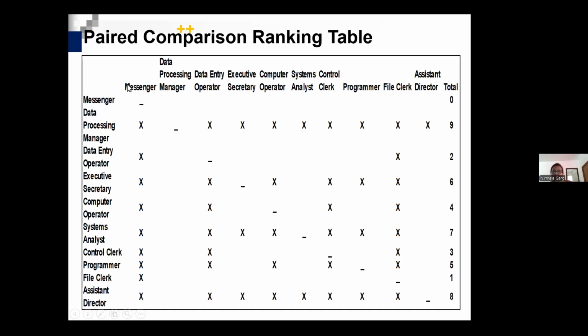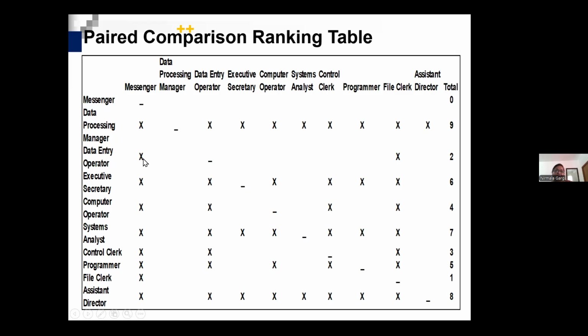So we go by a title. But typically, when we do job evaluation, we don't go by a job title. We go by the job description. Okay. So now when you are evaluating, if this job is higher, you put a cross mark. Now you can't evaluate the same job, so it is just left open.